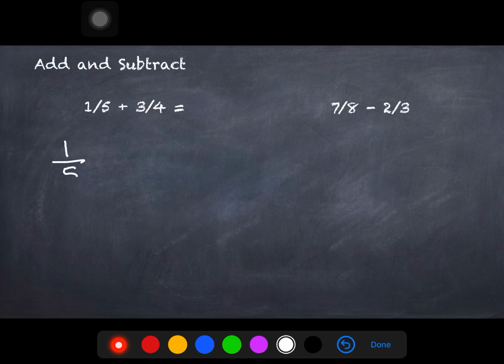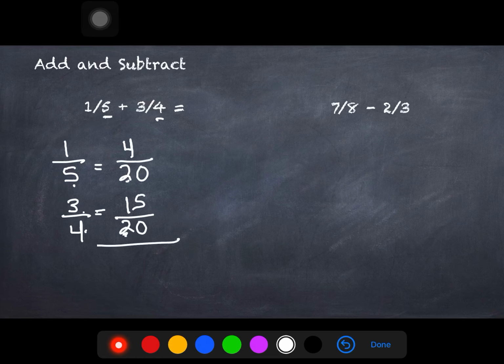If you're adding and subtracting fractions, I like writing them vertically. It makes your work easier to show. And a quick way to find your common denominator is multiplying the two together. So using 20. 5 times 4 is 20. 1 times 4 is 4. 4 times 5 is 20. 3 times 5 is 15. And then you add.